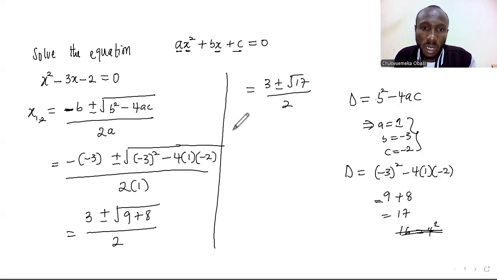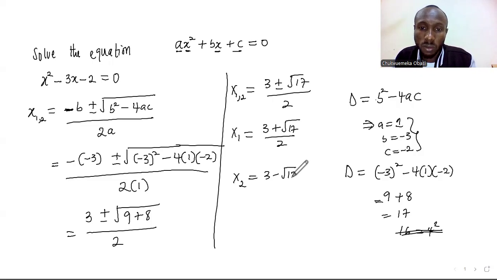So finally, we can say x1, 2. That's why we have x1, 2, just like we can have our x1 and our x2 from there. So x1 is going to be, we take one of the signs, let's say 3 plus square root of 17 over 2. And x2 is going to be 3 minus square root of 17 over 2.